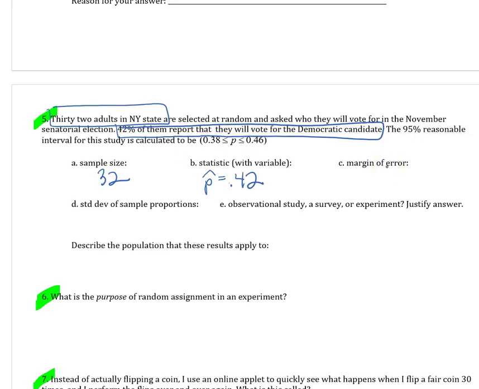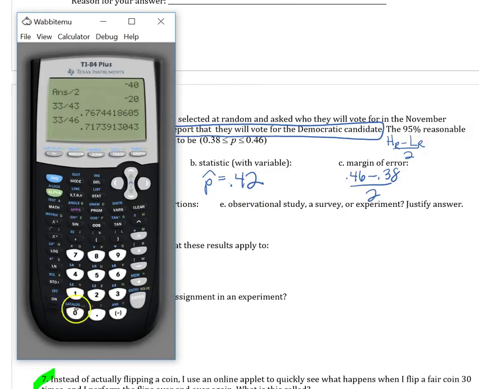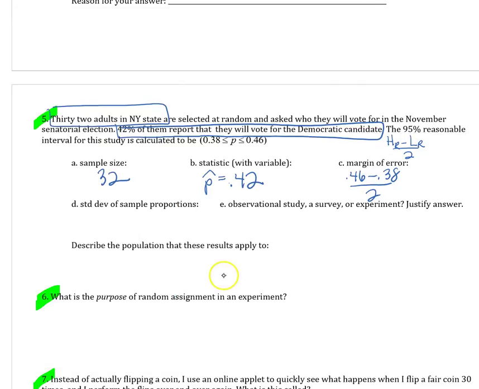So if I want to calculate the margin of error, it's always your highest reasonable minus your lowest reasonable divided by 2, or high minus low divided by 2. So I'll do 0.46 minus 0.38 divided by 2. Okay, so I'm getting 0.04. Okay, the standard deviation is always half of the margin of error, so that would be 0.02.